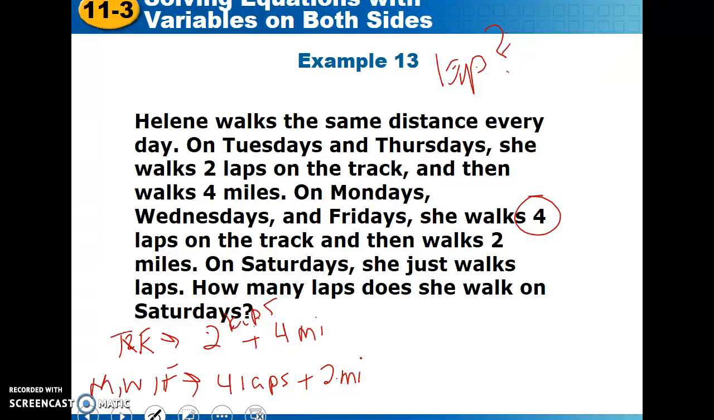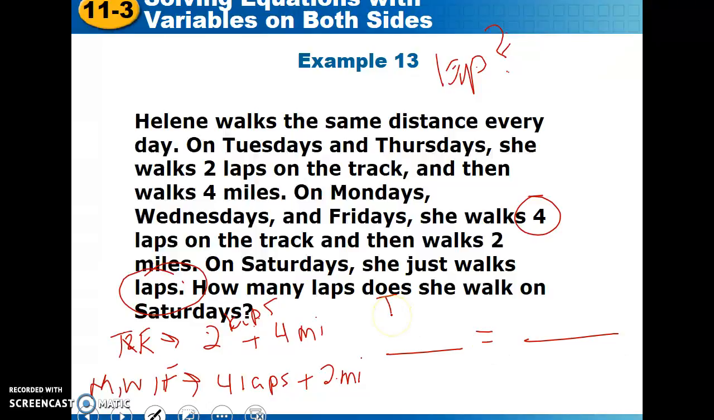On Saturdays, she just walks laps. We have no idea how many laps, and no idea the distance of a lap. So the question is, how many laps does she walk on Saturdays? But first of all, we have to figure out what a lap actually is in this situation. So let's find a variable to use for laps and set up an equation like we have been.